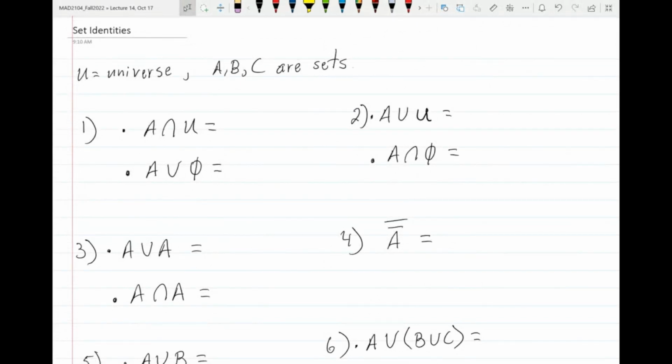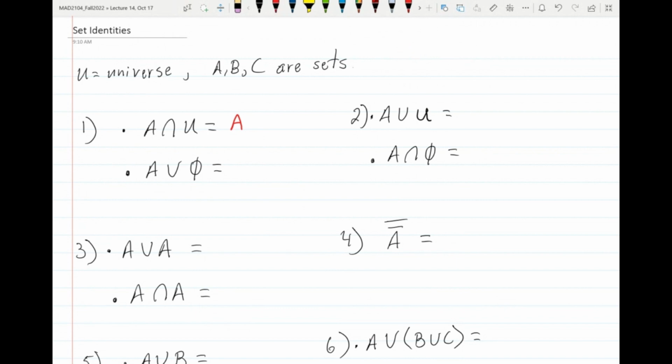Let's see the first one. Again, these things have names. I'm not going to worry about the names. You just need to be able to use the results. Remember, here A, B, and C are just sets, and U stands for the universe. So what happens when you do A intersection the universe? That's just A. This is like P and true. What is this? This is just P, right? That's the equivalent notion.